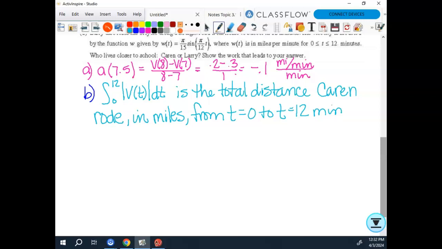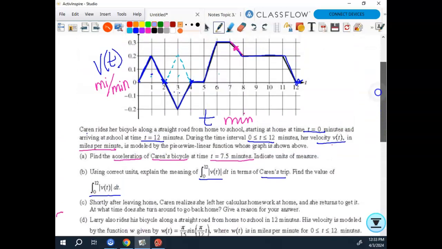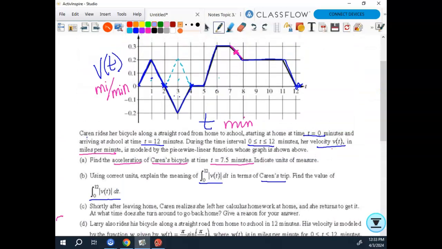All right, so then I want to actually find that. And so when I integrate from 0 to 12, the absolute value of v of t dt, let's go find those. How do I do that from this graph? What do I have to find? Areas, right? So let's find these areas.